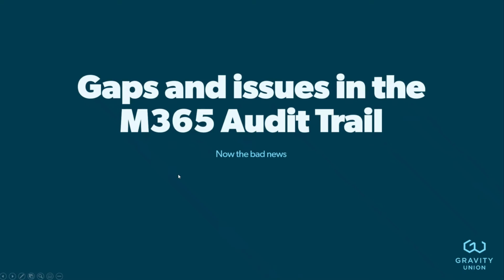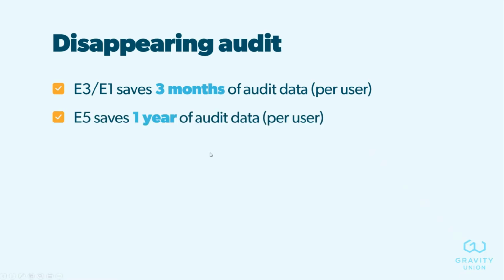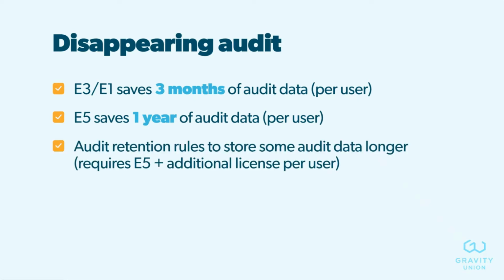There are some gaps in the audit trail. So it does disappear if you have an E3 or E1 license. Right now, it disappears after 3 months. If you have E5, then it will save it for 1 year. And recently, I think just last month or this month, they announced the ability to pay for additional storage. I think it's up to 10 years in total, but you have to go and configure the system to tell it which people to store, which SharePoint sites to store, etc. So certainly some work there to maintain it, and still a maximum of 10 years.